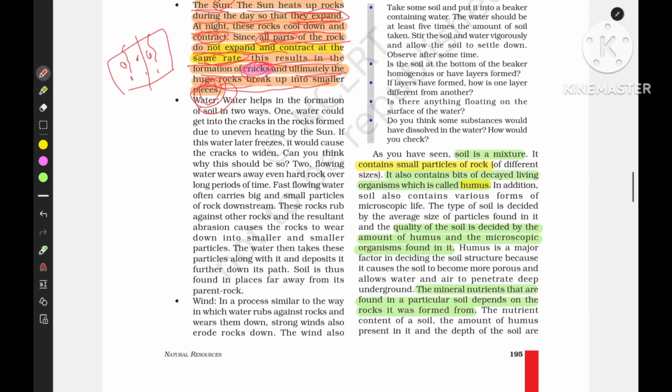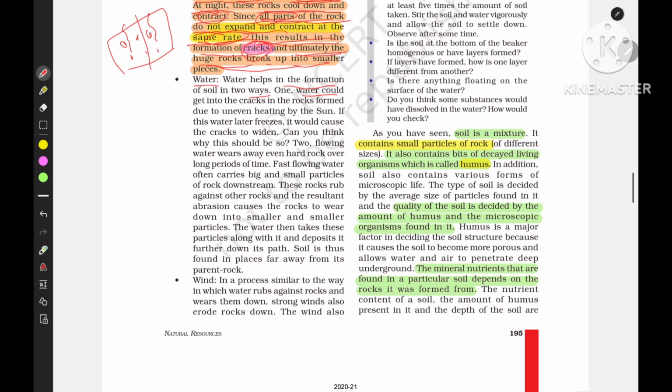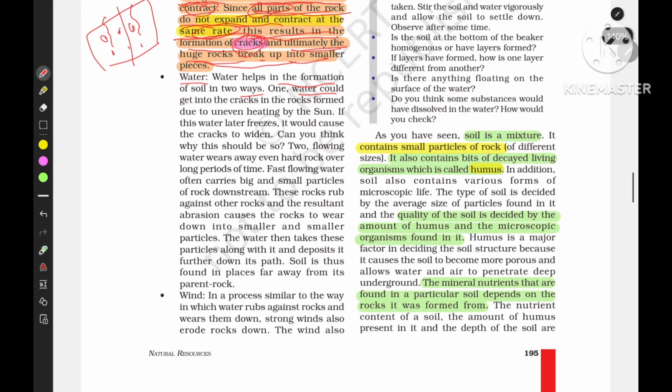So the second thing is water. Water helps in the formation of soil in two ways. One way, water could get into the cracks in the rocks formed due to the uneven heating of the sun. If the water later freezes, it would cause the crack to widen. Do you think why it is so?